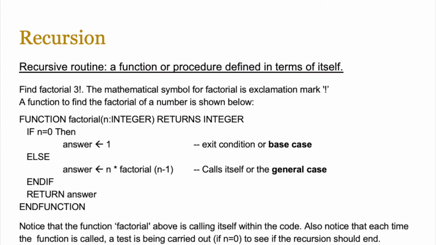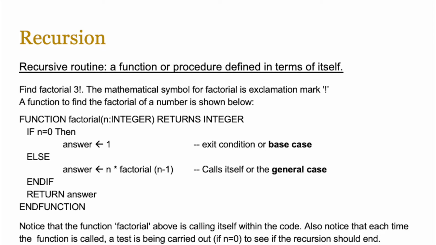A recursive routine is a function or a procedure that's defined in terms of itself. What do we mean by that? Well, think about this. If you know a bit of mathematics, you know that there's something in maths called factorial. And let's just start with something easy. Find the factorial of 3. The mathematical symbol for factorial is the exclamation mark. And what that basically means is that to work out factorial 3, you've got to work out the factorial of 2. And then to work out factorial of 2, you have to work out the factorial of 1.